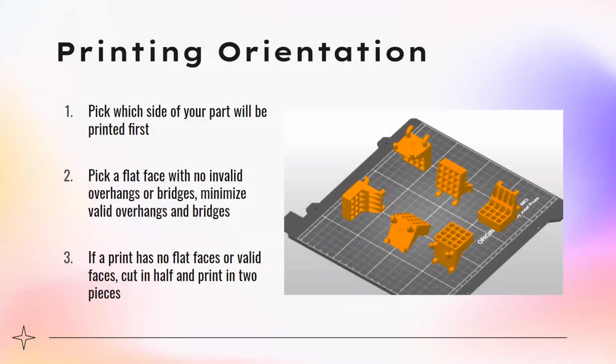You can also consider adjusting the printing orientation. Some general rules: pick which side of the part will be printed first. You want to pick a flat face with no invalid overhangs or bridges, and minimize valid overhangs and bridges when choosing your orientation. And if the print really has no flat bottom or faces, just cut it in half and print in two parts.